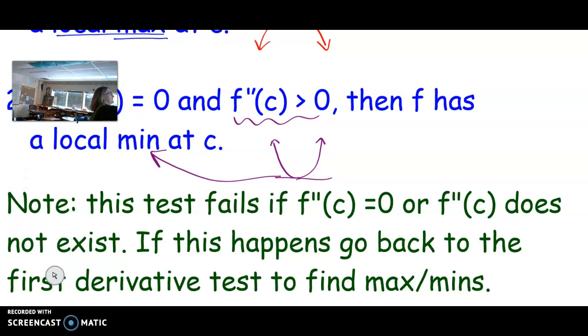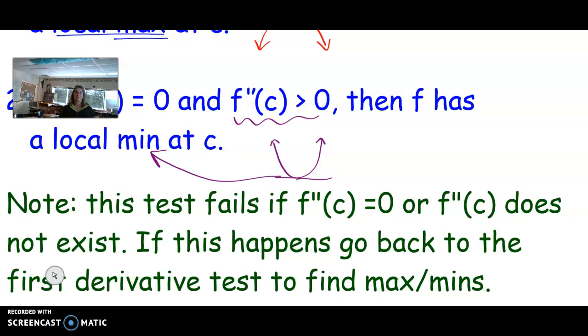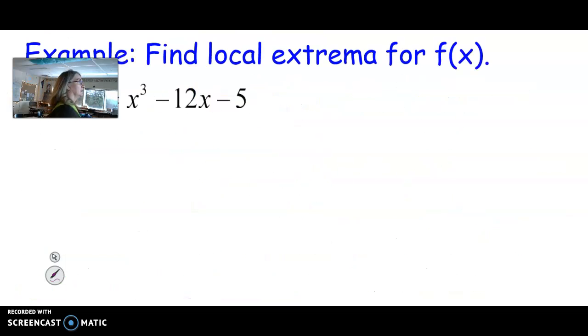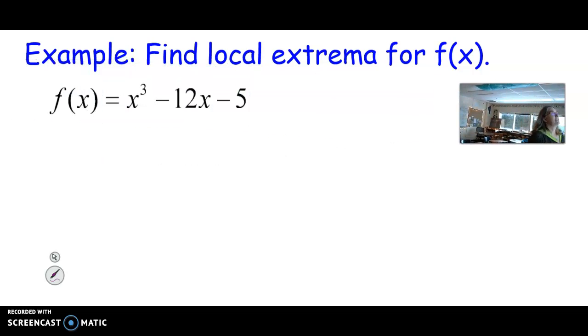But you do need to note this. The test fails if the second derivative is 0 or does not exist. If that happens, we have to go back to the first derivative test to find our maximums and minimums. All right, so let's do a couple of examples here. First one, you should write this down and do this with me. Find local extrema for f of x. I'm going to do it using the second derivative test, and I'm going to use the first derivative test to show you the difference between the two.